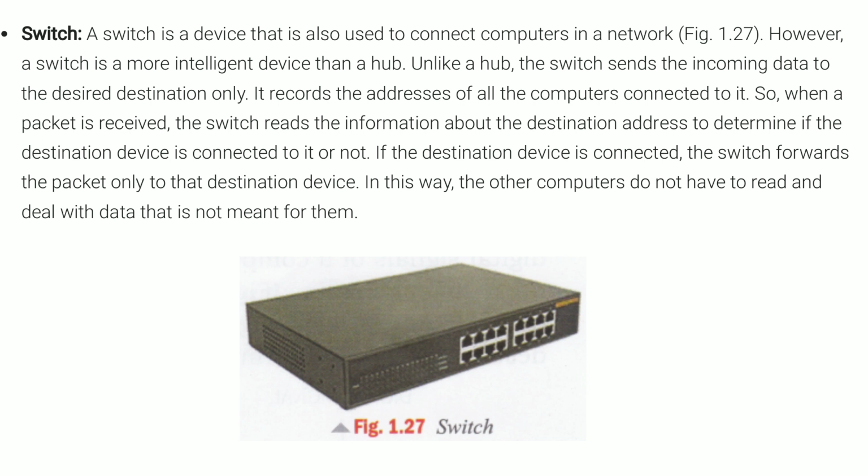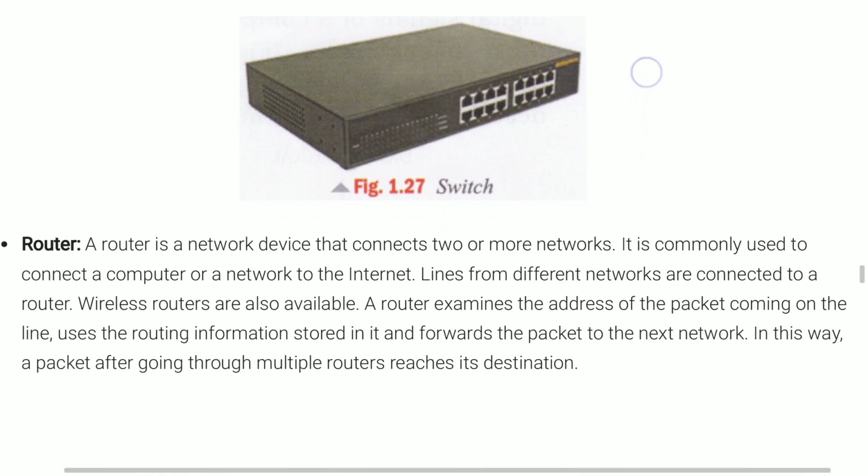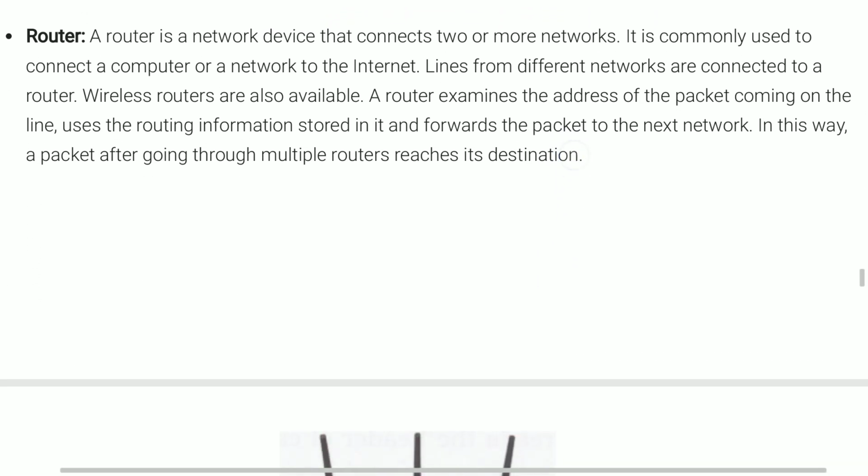So when a packet is received, the switch reads the information about the destination address to determine if the destination device is connected to it or not. If the destination device is connected, the switch forwards the packet only to the destination device. In this way, the other computers do not have to read or deal with the data that is not meant for them. Now, the next type of network device that is described in your book is the router.